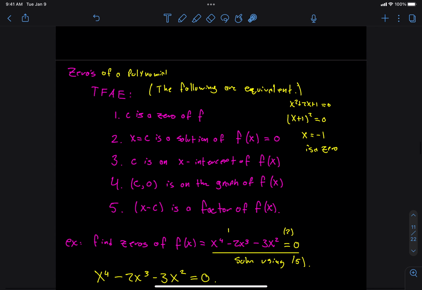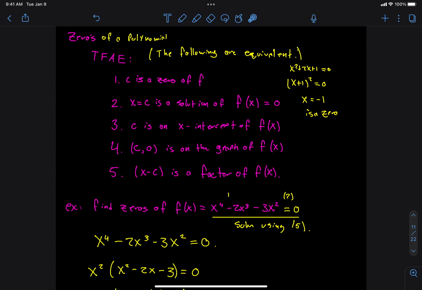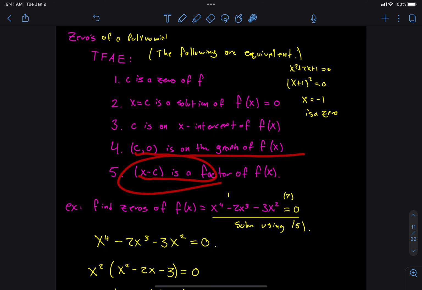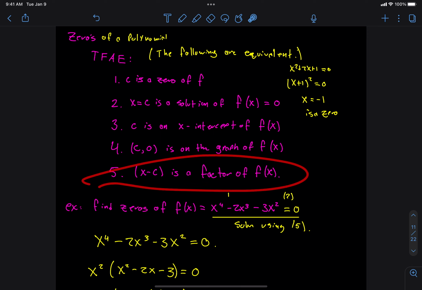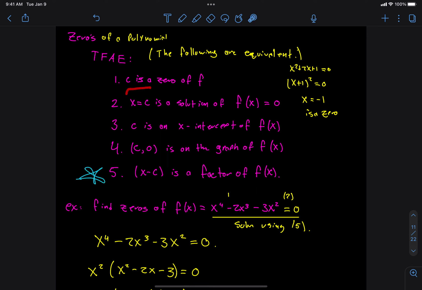Then we talked about the zeros of a polynomial. So we had this sequence of equivalent statements. Okay, c is a 0 of f, x equals c is a solution of the equation f of x equals 0, c is an x-intercept of f of x, c comma 0 is on the graph, and x minus c is a factor. Okay, so big star for number 5. If c is a 0, then x minus c is a factor of the polynomial. That's going to be important later on.